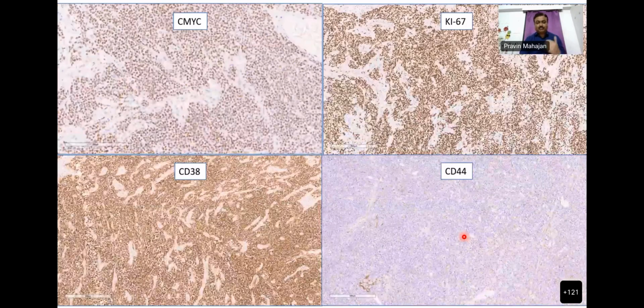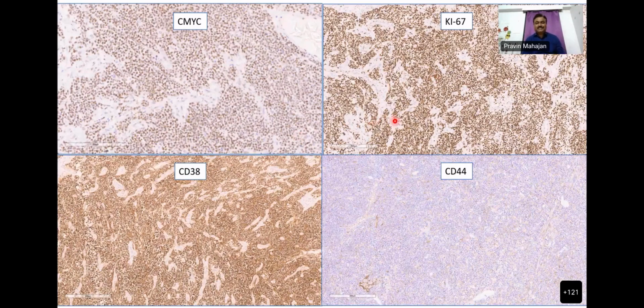But you have to go ahead and do something more to prove it. CMYC is diffusely positive. CMYC has to be diffusely positive. More than 90% of the cells, or almost 100% of cells, should express CMYC to call it a Burkitt lymphoma, provided BCL2 is negative also. And Ki67 is very, very high, always more than 95%, almost going up to 100% in Burkitt lymphoma.